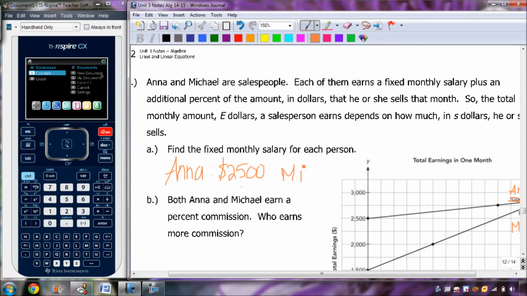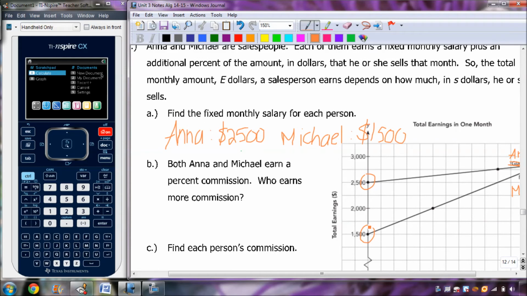And that Michael gets paid $1,500. Where did I get these answers from? I got them from the graph. Okay, it's the y-intercept, it's the initial amount.